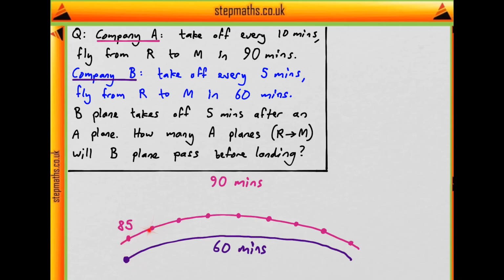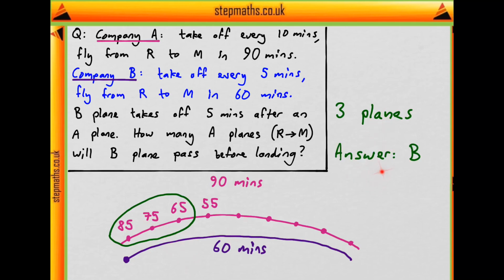And so if we carry on, there's another plane 10 minutes ahead of this one, and so that's going to arrive in 75 minutes. This one's going to arrive in 65 minutes, 55, and so on. And so which ones are going to be passed? Well, if this one is arriving in 55 minutes, and our B plane takes 60 minutes, then it's not going to pass. It'll be just 5 minutes ahead by the time it lands. And so it's these three planes which are going to be passed, because they're not going to arrive for at least 60 minutes. So 3 is our final answer, which corresponds to B on the question paper.